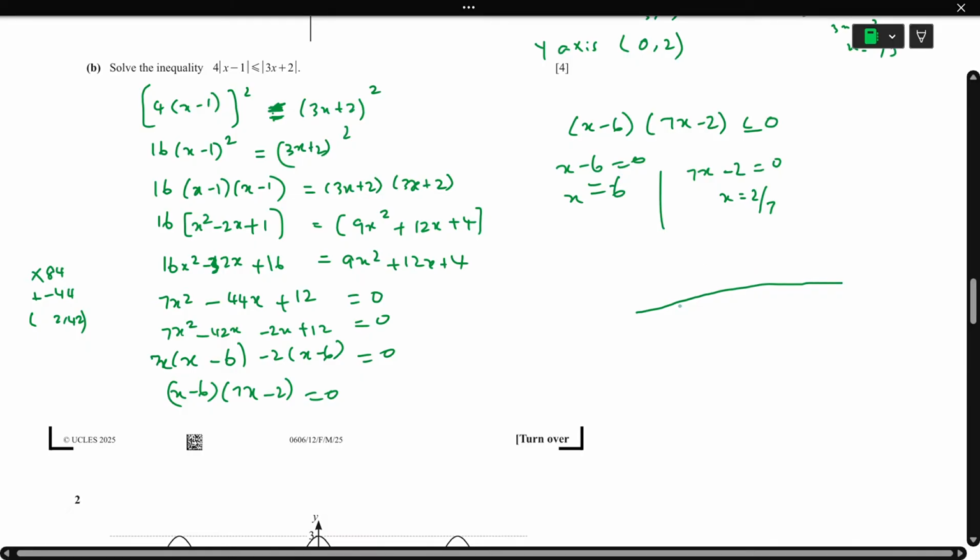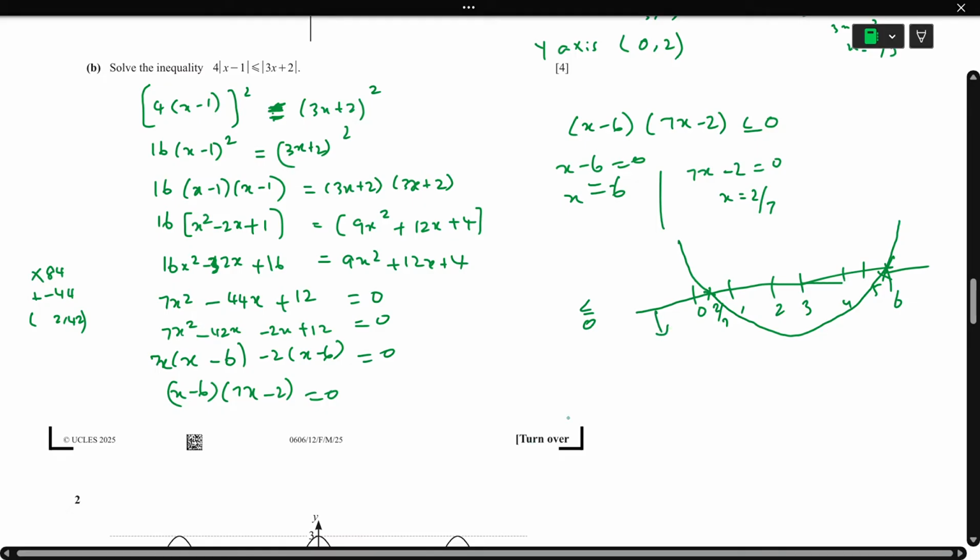So I'll draw a number line. Here is 0, 1, 2, 3, 4, 5, 6, keep going. The graph intersects at 0.3. This is my 2 over 7, and here is 6. This is a quadratic graph. The a is positive, so we'll get a graph opening upward. Our equation is less than or equal to 0, so we need to check only the below portion.